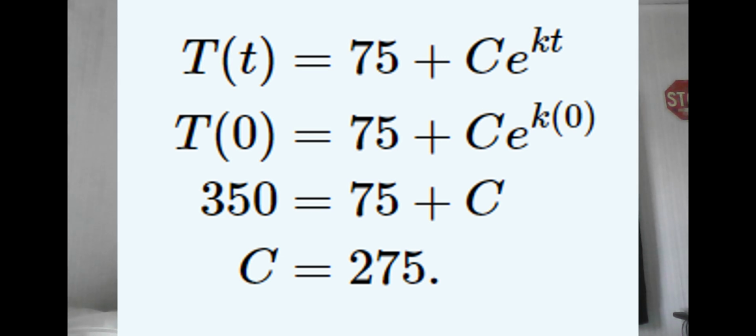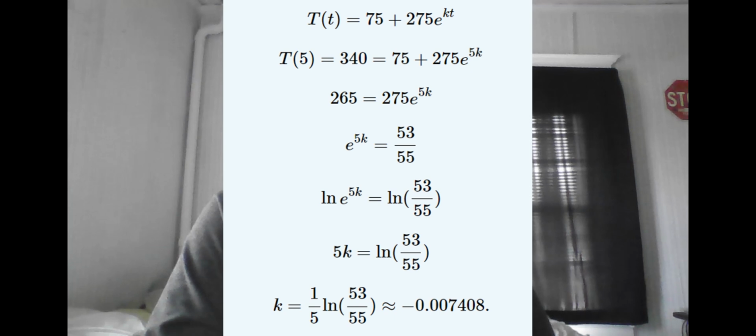We can next get an exact value of the thermal conductivity K by utilizing the fact that the pizza is 340 degrees Fahrenheit after 5 minutes, so plugging in 5 for minutes and 340 for temperature. So now, after we do some algebra, we get e to the power of 5 times k equals 53 over 55. So now we take the ln of both sides to try to get k by itself more easily. And then finally, divide the right hand side by 5, and conclude that is our exact value for k.